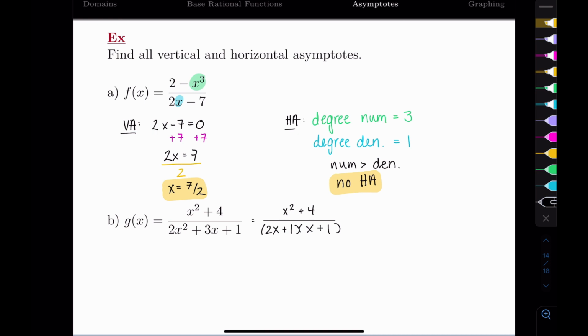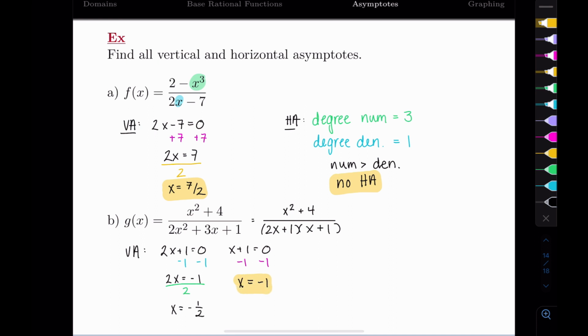Okay. So to find our vertical asymptotes, we go ahead and set the denominator equal to 0. So that's 2x plus 1 equals 0, or x plus 1 is 0. For this first one, we go ahead and subtract 1 from both sides, and that gives us 2x equals -1. And then we go ahead and divide by 2. And one vertical asymptote is the equation x equals -1/2. Second one's much nicer. We just need to subtract the 1. So our second vertical asymptote is x equals -1.